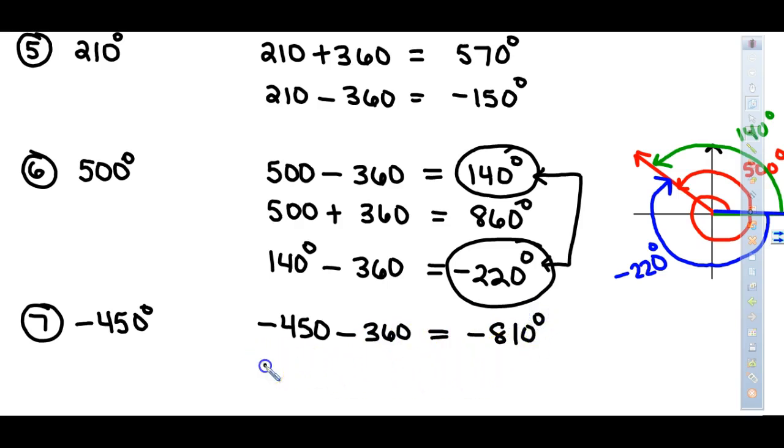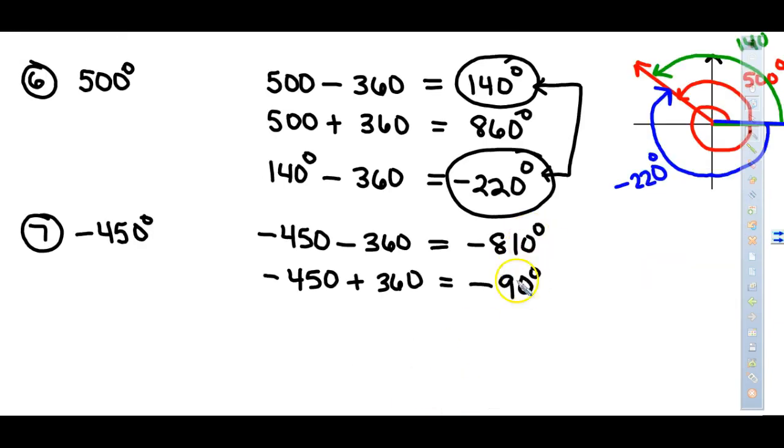And then, of course, I can add 360 as well. What's going to happen here, though, is I'm going to end up with another negative coterminal angle, and that negative coterminal angle is going to be negative 90. Well, remember, on quizzes and tests, I'm always going to ask you for a positive and a negative coterminal angle. I don't want two negatives right here.